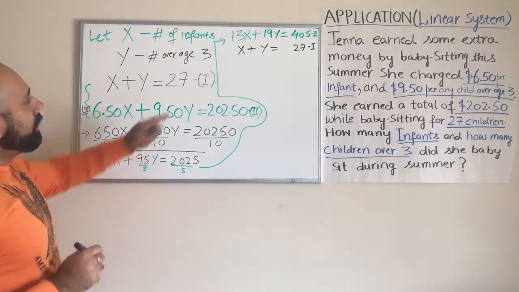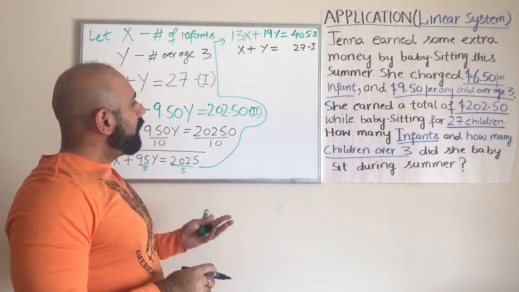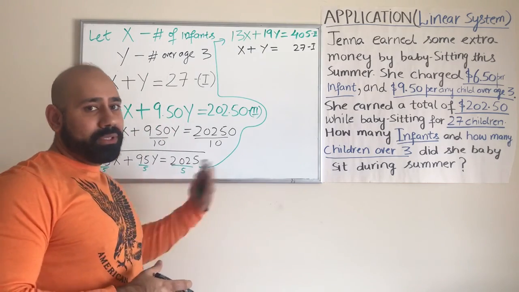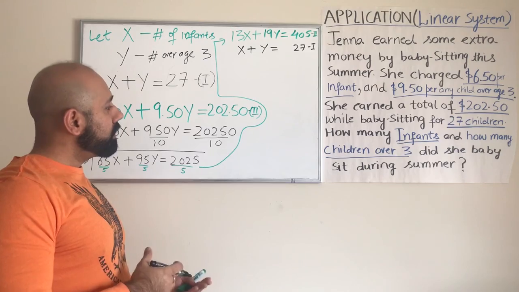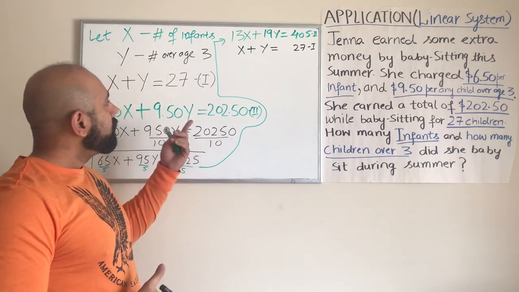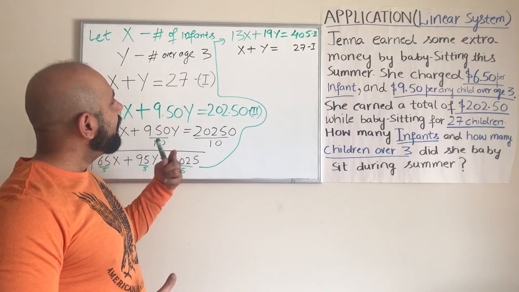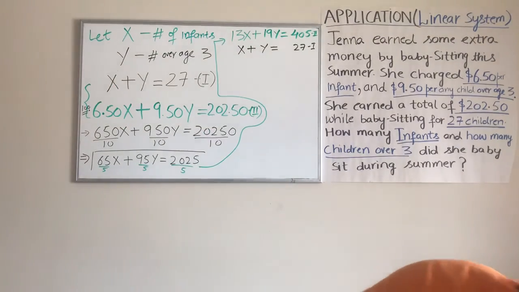Okay. Now for these two equations, our goal is to solve for x and y. And once we have x and y, we already know what x stands for. X stands for the number of infants, and y stands for the number of children over 3. So once we solve for x and y, we have actually solved this application problem, right? So in order to solve this, again, we have a few different ways of doing it. Here in this case, let me see what I have. I think I did the substitution method.